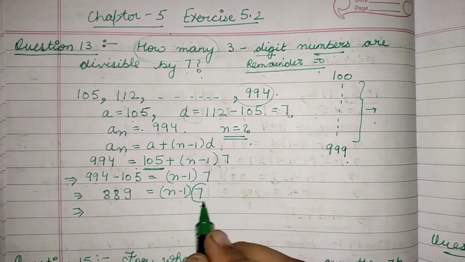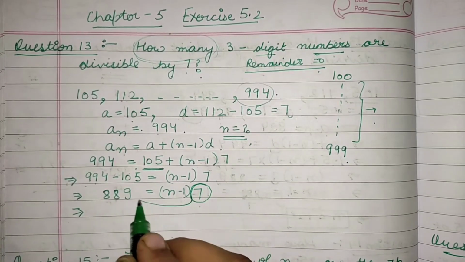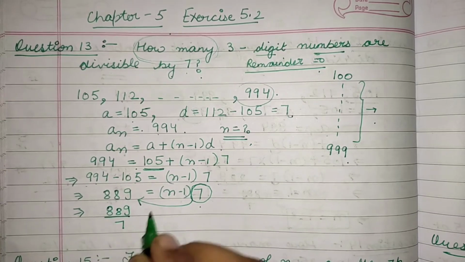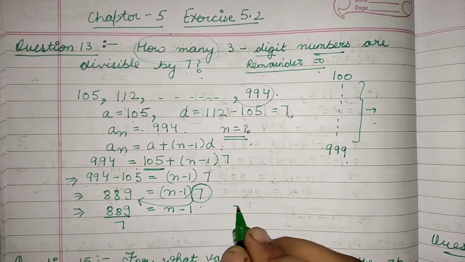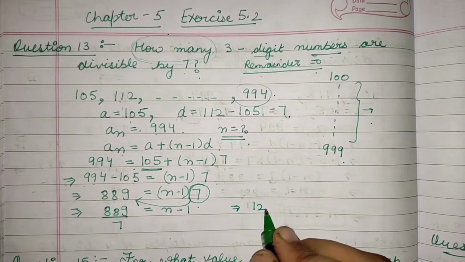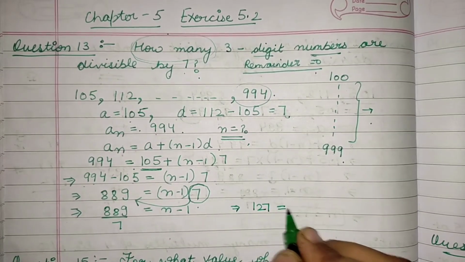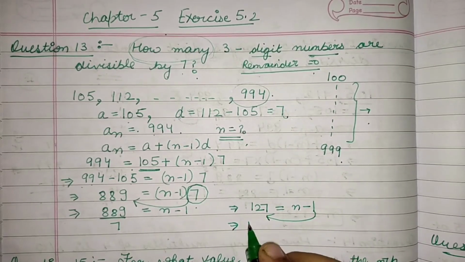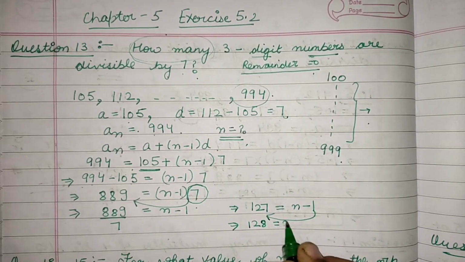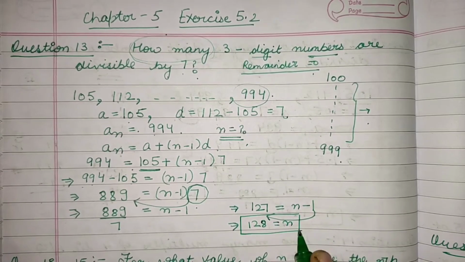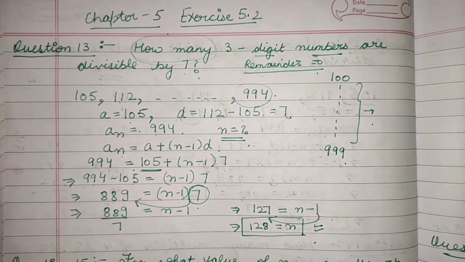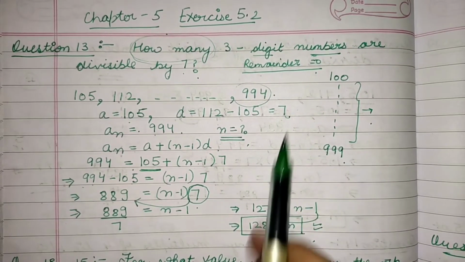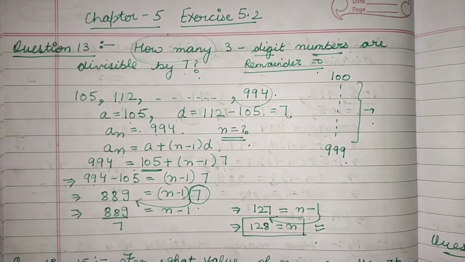Now you know that 7 is being multiplied here, so when it comes to the left hand side, it will be divided, and after doing this division, my answer will be 127 is equal to n minus 1. Now this 1 will go to this side and it will be added. So 127 plus 1 will become equal to n. So there are a total of 128 numbers which are divisible by 7.